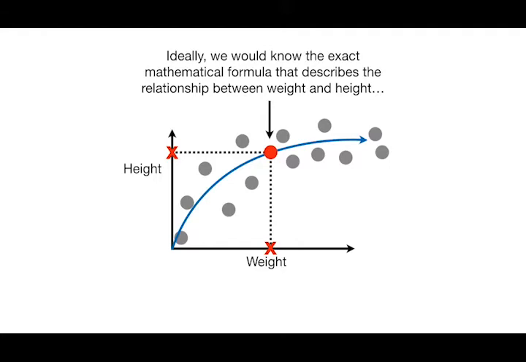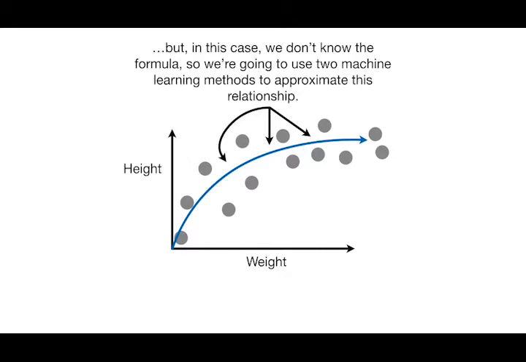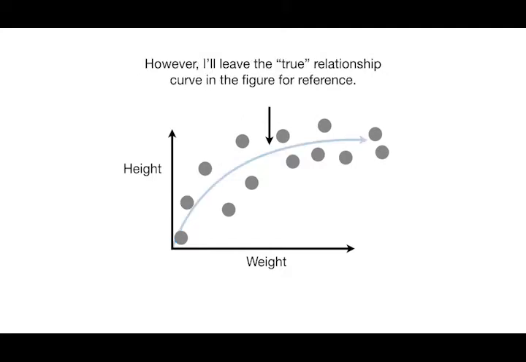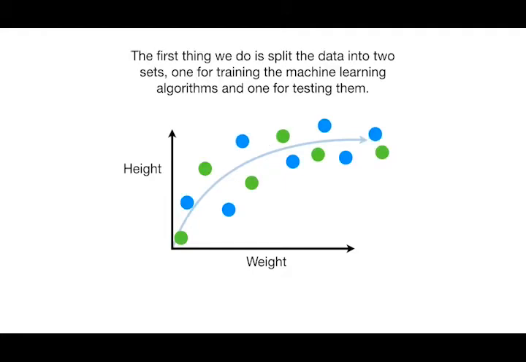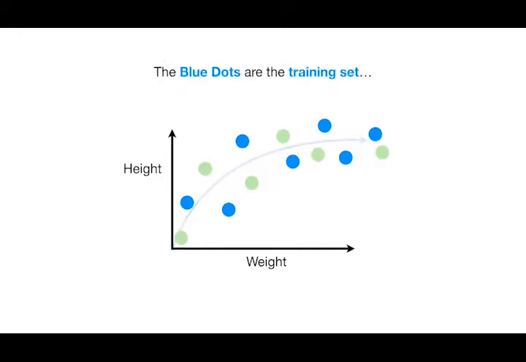Ideally, we would know the exact mathematical formula that describes the relationship between weight and height. But, in this case, we don't know the formula, so we're going to use two machine learning methods to approximate this relationship. However, I'll leave the true relationship curve in the figure for reference. The first thing we do is split the data into two sets, one for training the machine learning algorithms and one for testing them. The blue dots are the training set, and the green dots are the testing set. Here's just the training set.